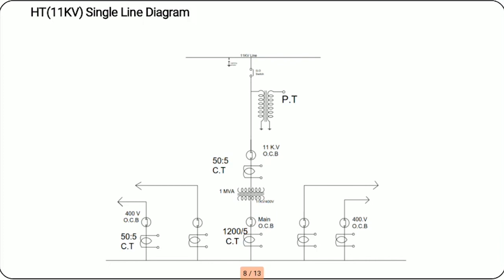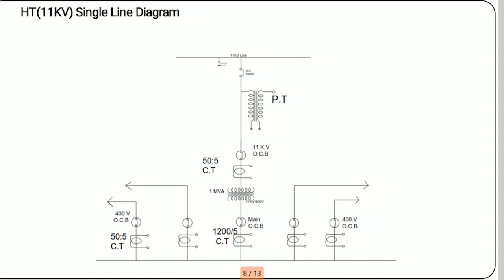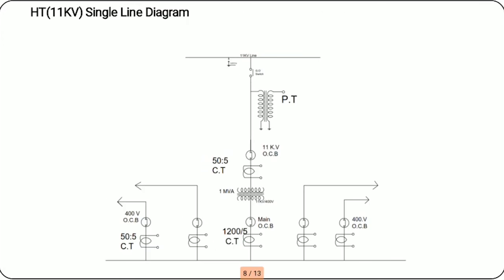Then next is the single line diagram for the HT 11 kV substation. This diagram is also drawn in AutoCAD. To draw this diagram, first the 11 kV line is drawn. Then on the left side the lightning arrestor and the GO switch are connected. After that a potential transformer is connected to measure the high voltage. Then the 11 kV oil circuit breaker, OCB.